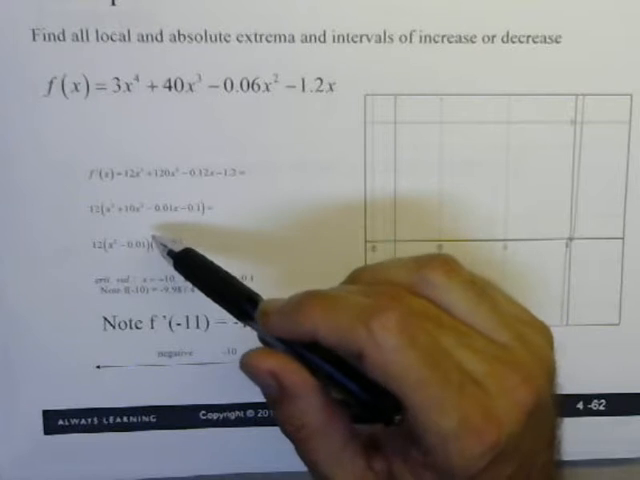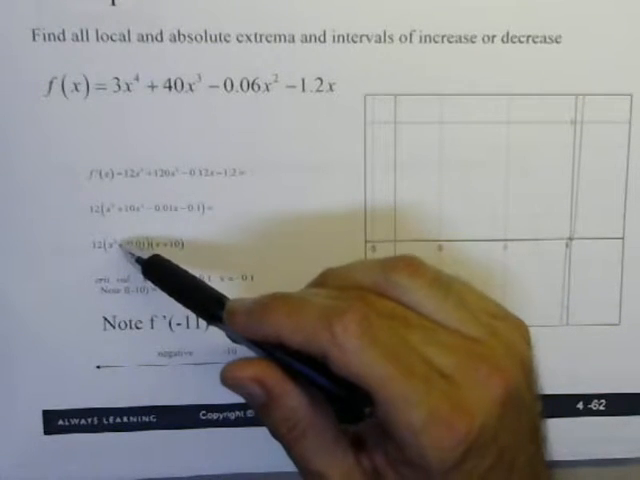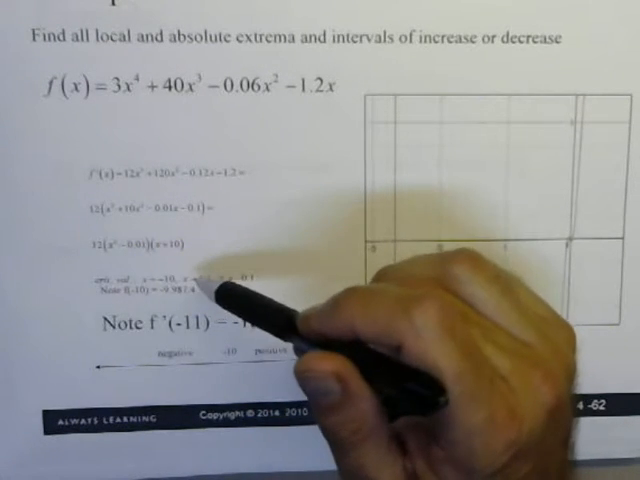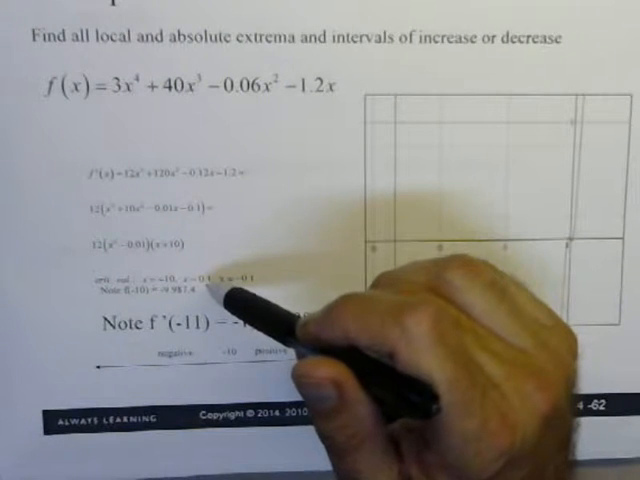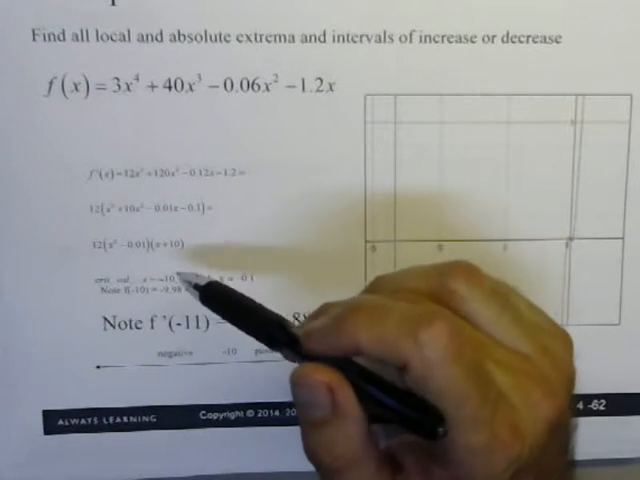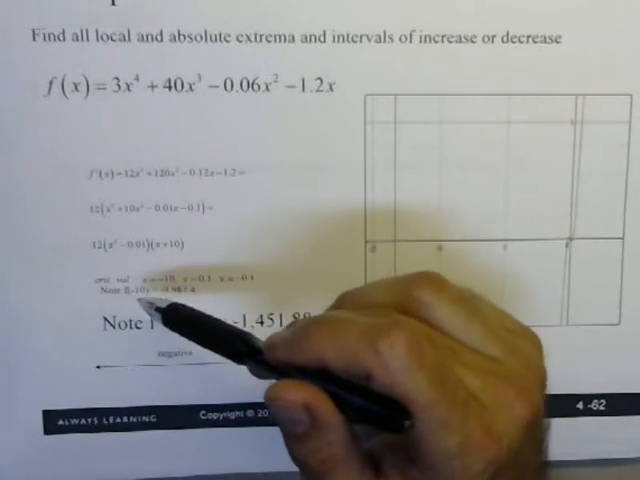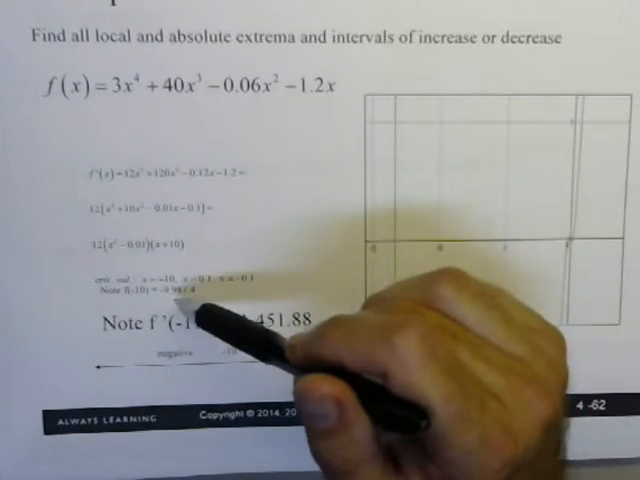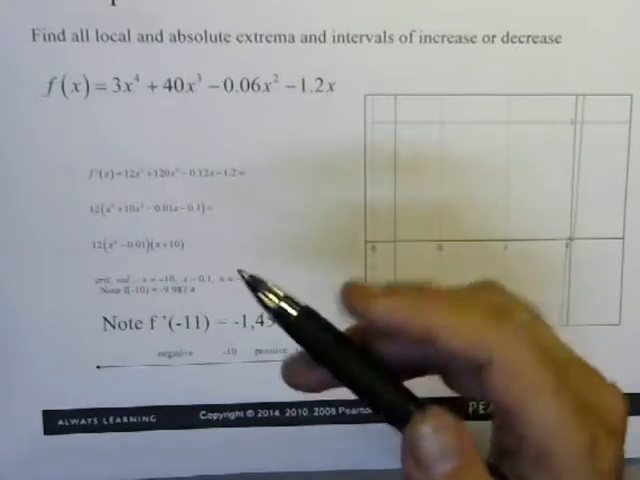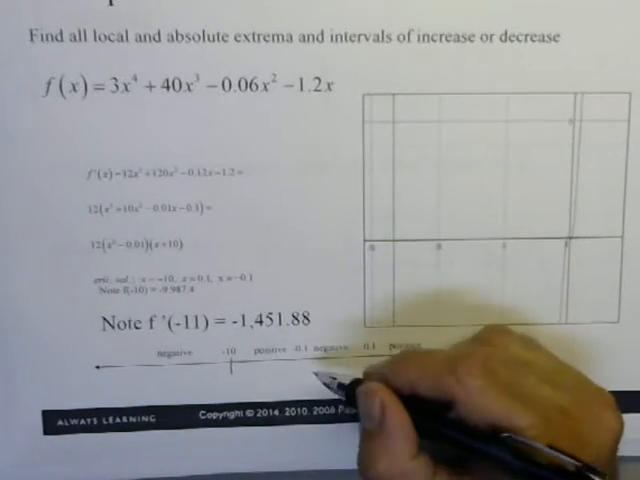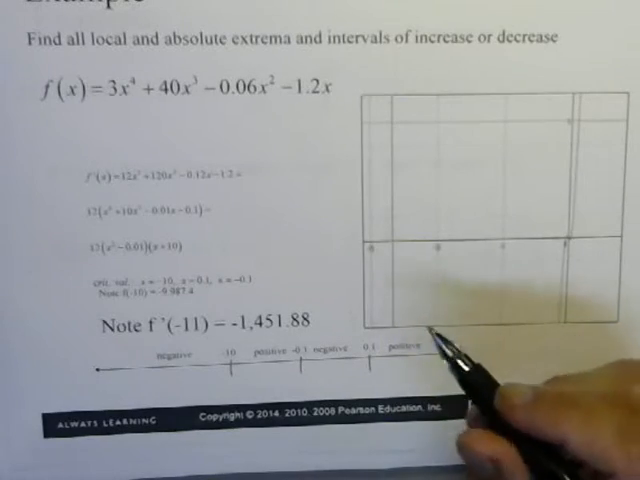So the critical values then would be negative 10, and then the square root of 0.01, which will be 0.1, and negative 0.1. Just a note here that if you do plug negative 10 into the function here, you get negative 9.987. But the critical values, again, would be negative 10, negative 0.1, and 0.1.